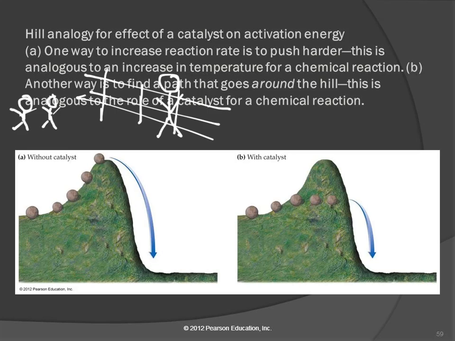Another way to speed this up would be to lower the fence, right? What if we drop out a couple of bars of the fence there, and they just have to go over the bottom one, lowering the activation energy? This is also going to get them over faster.